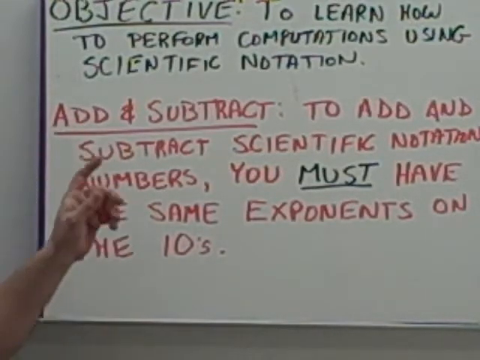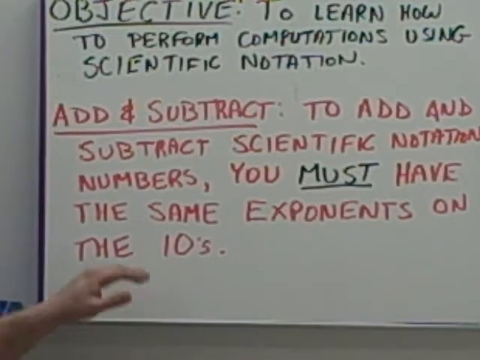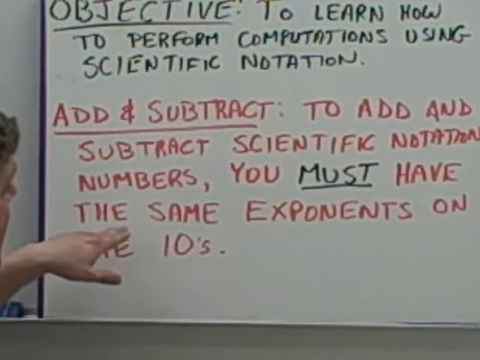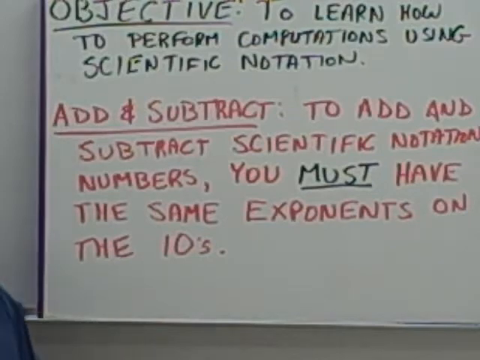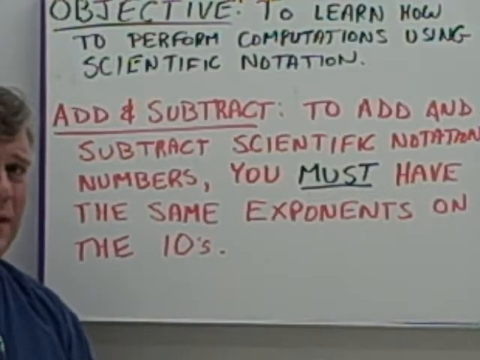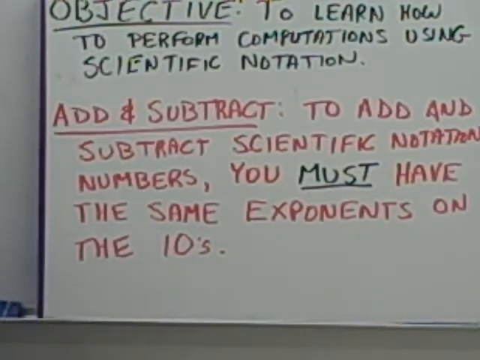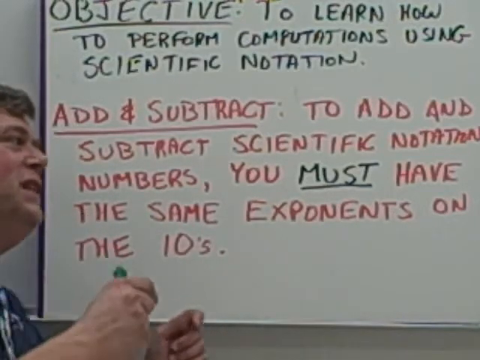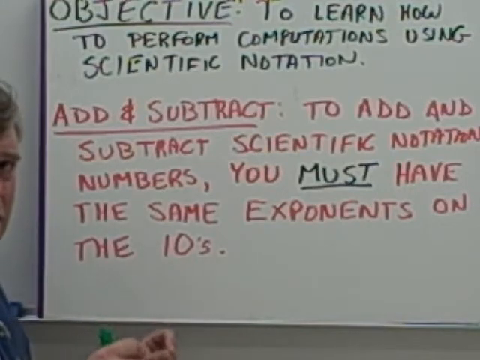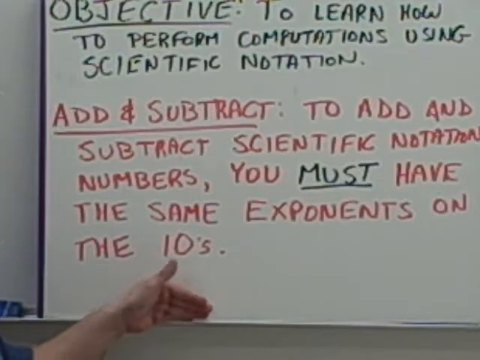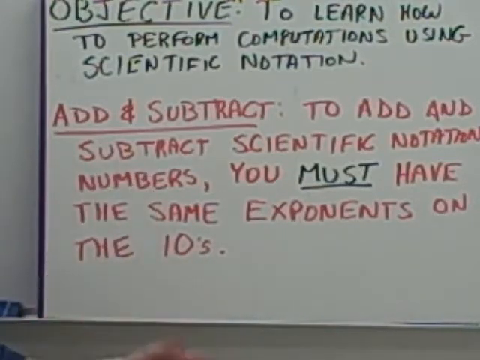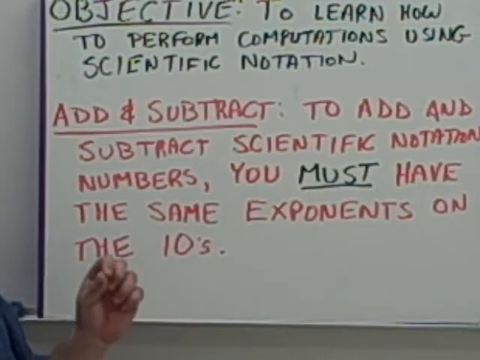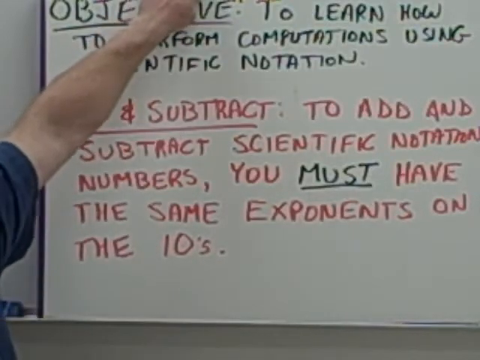To add and subtract scientific notation, you must have the same exponents on the tens. If you don't have the same exponents of the tens, you cannot add or subtract them. That doesn't mean that there's nothing you can do about it. You just have to adjust the numbers so that they have the same exponents. So in order to do the adding or subtracting, you must convert whatever scientific numbers you have to have the same exponent on the tens.